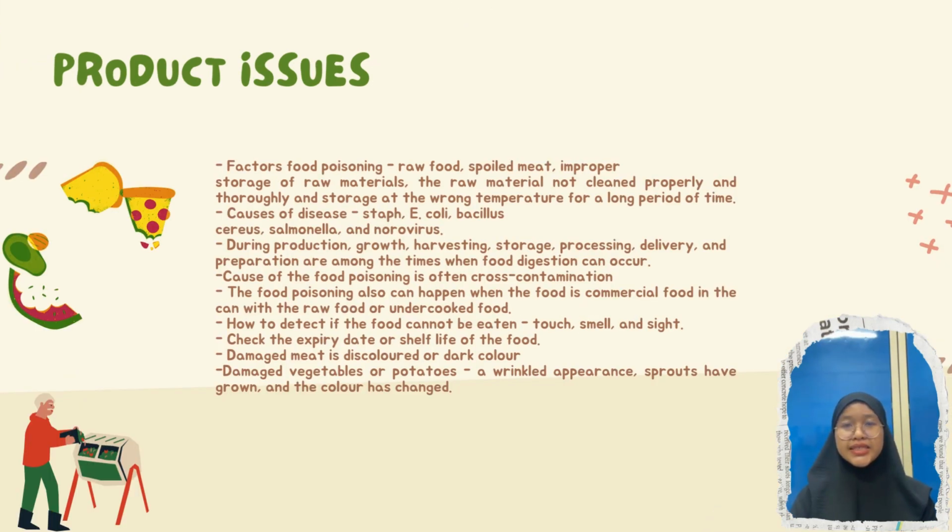Product issue. The Malaysian Medical Association, known as MMA, says that some caterers compromise the most when preparing for a large number of people. There are various factors behind food poisoning. Among them are raw food, spoiled meat, improper storage of raw materials, raw materials not cleaned properly and thoroughly, and storage at the wrong temperature for a long period of time.